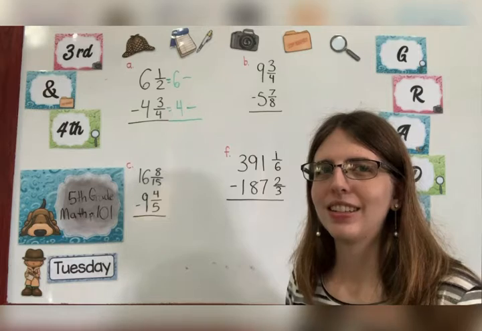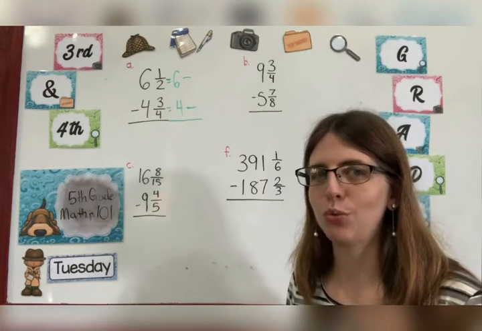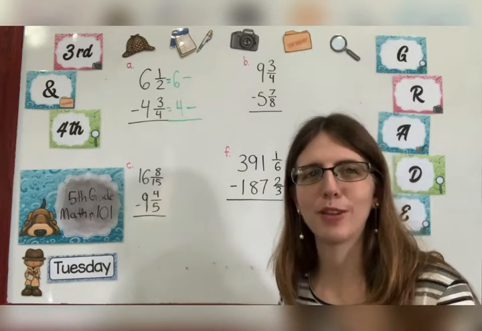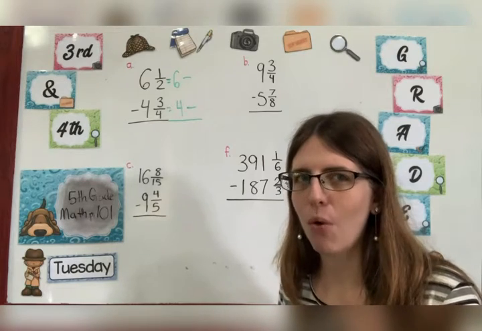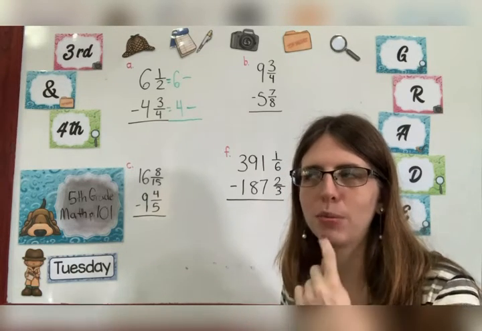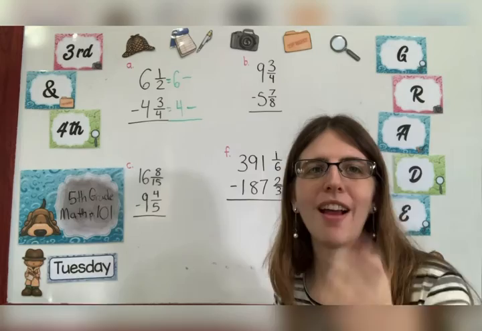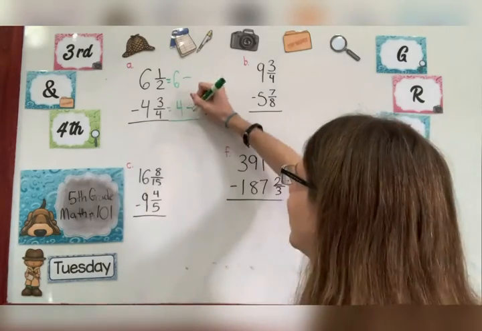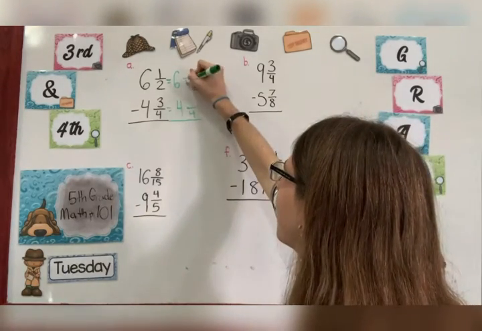Well, the first multiple of 2 is 2. That's too small for 4, so that's not a common multiple. The next multiple of 2 is 4. 4 is a multiple of 2. 4 is also a multiple of 4. That's their least common multiple. So that's going to be our new denominator.